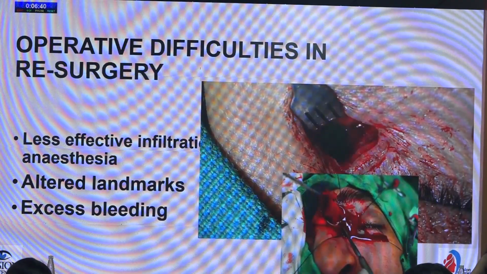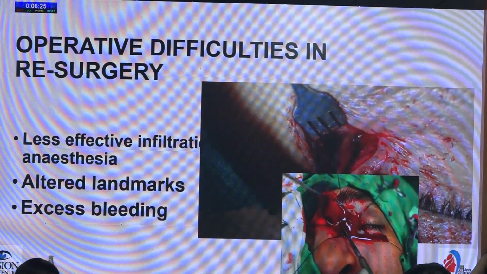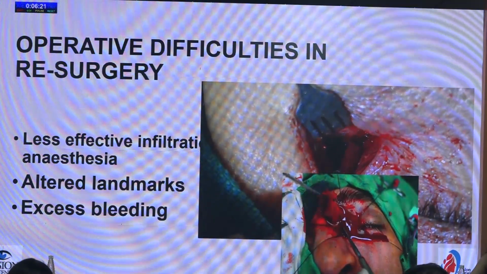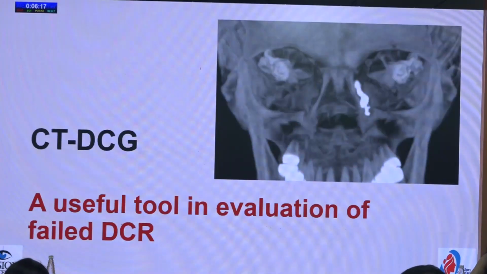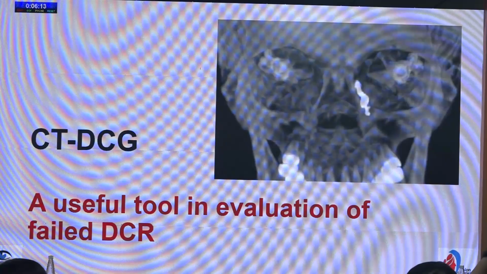Now, in a resurgery, what are the issues? You may have less effective infiltration of the anesthesia because of the fibrosis. And again, the fibrosis can cause altered landmarks and excessive bleeding. So I would say make sure you're very sure about your landmarks just before you start making your new osteotomy. That is very important. A CT DCG is also a very useful tool in evaluating a failed DCR if you're not sure of where the obstruction lies.